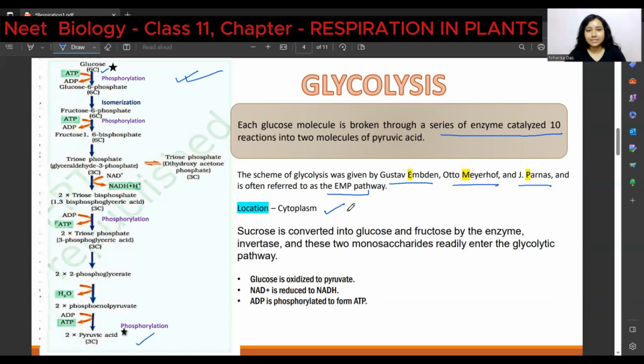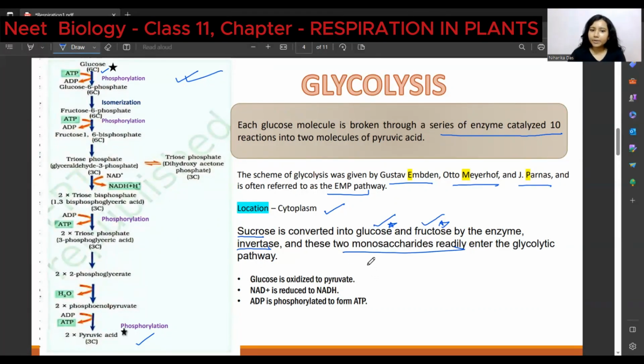And what we can see here, plants, they are making food, right? It is stored in the form of starch, and it is transported in the form of sucrose. Now the sucrose is converted into glucose and fructose by the enzyme invertase, and then we will see that these two monosaccharides, glucose and fructose, are going to enter the glycolytic pathway, or the glycolysis.